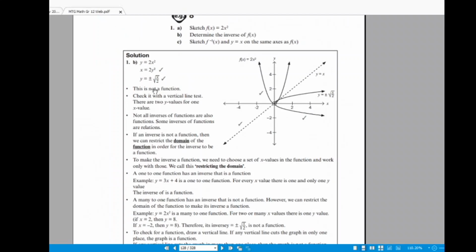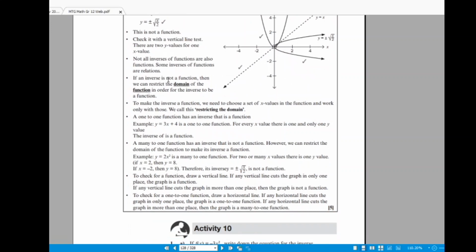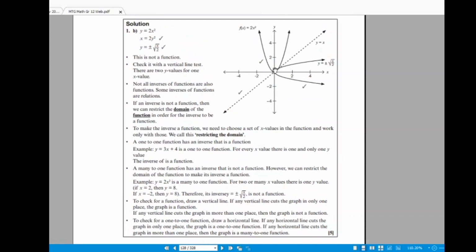But the inverse of the function is not a function. Check with a vertical line test. There are two y values for one x value. And not all inverse functions are also functions, right? But if an inverse function is not a function, then we can restrict the domain. For example, we can look at the positive x values from the original function or the negative x values, right?